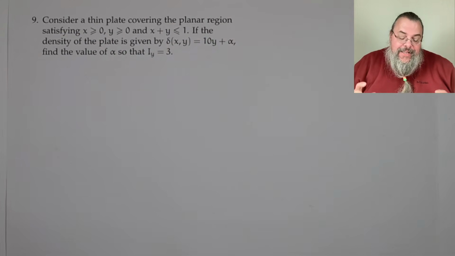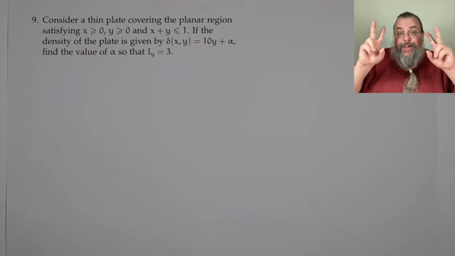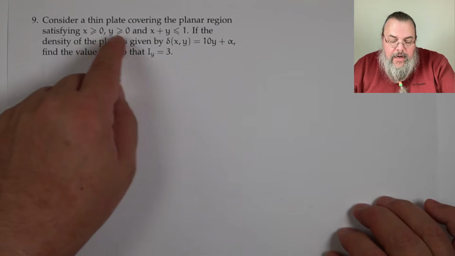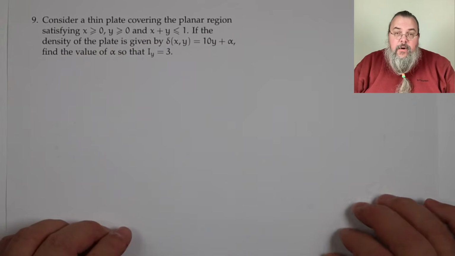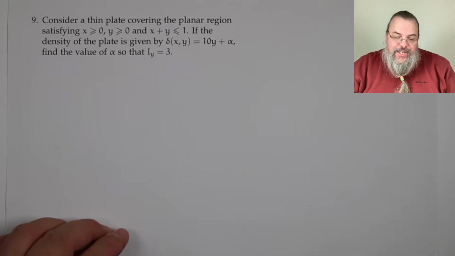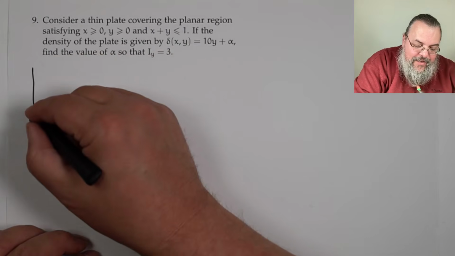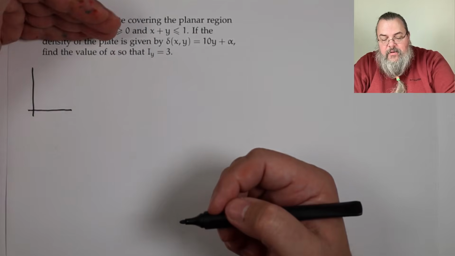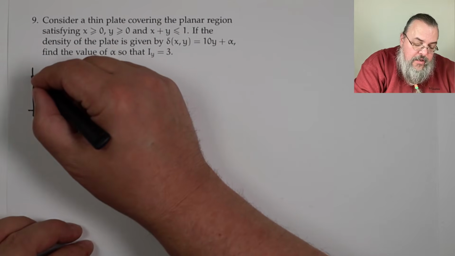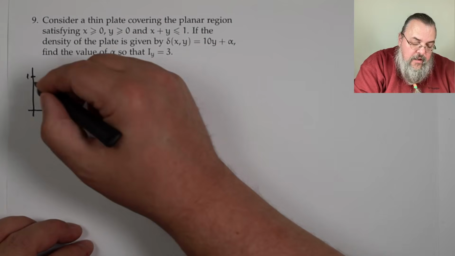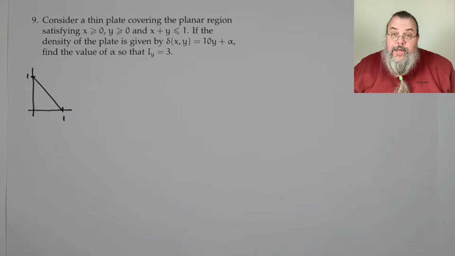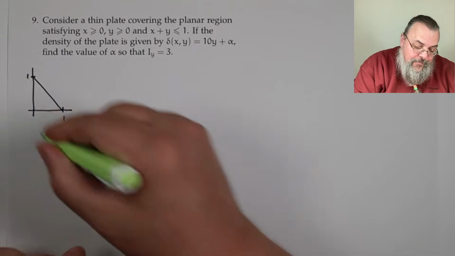Number 9, consider a thin plate covering the planar region. Oh, by the way, thin plate, you'll sometimes see the word lamina. So if you see a lamina, thin plate. x greater than or equal to 0, y greater than or equal to 0, and x plus y less than or equal to 1. After all these shapes, it's so nice to come back to something that feels comfortable. x plus y less than or equal to 1, well, that is a line, and it goes through x equals 1, y equals 1, which means that our thin plate is a triangle.